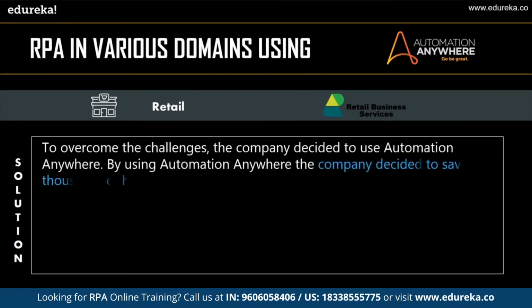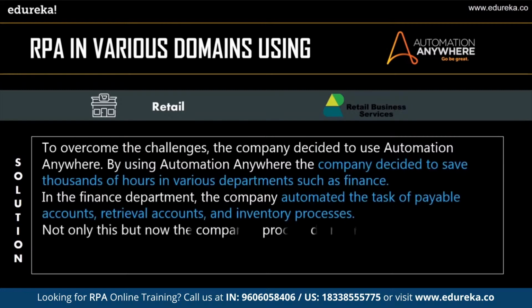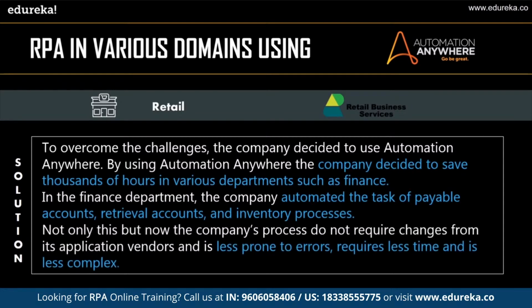So to overcome the challenges, the company decided to use Automation Anywhere. By using Automation Anywhere, the company decided to save thousands of hours in various departments such as finance. In the finance department, the company automated the tasks of accounts payable, accounts receivable, and inventory processes. Not only this, but now the company's processes do not require changes from its application vendors and are less prone to errors, require less time, and are much less complex.